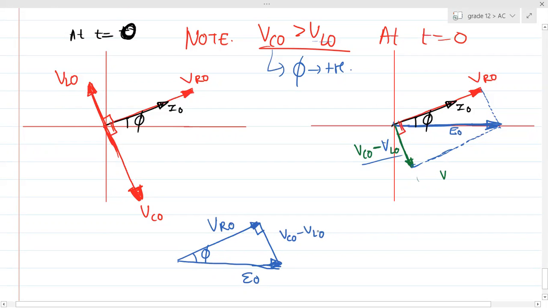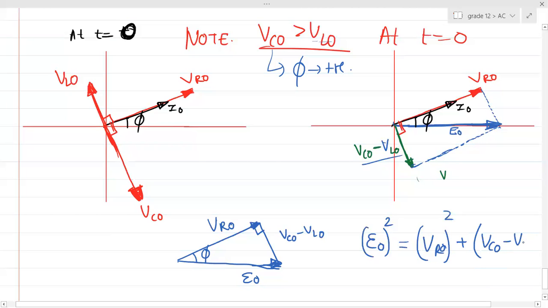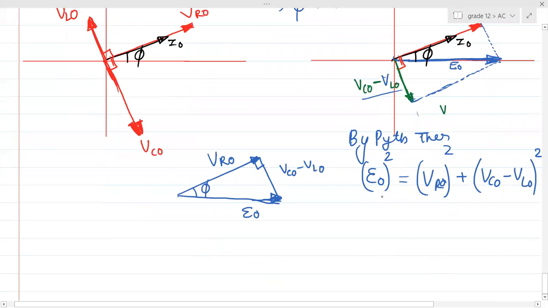Can you give me a relation? Can you give me tan phi? E naught square, since it's a right angle triangle, will it be equal to VR naught square plus VC naught minus VL naught square? Can I give this equation by Pythagoras theorem? Yes, sir. So by Pythagoras theorem, this is the case. And if I do this, can you see the relation very clearly?